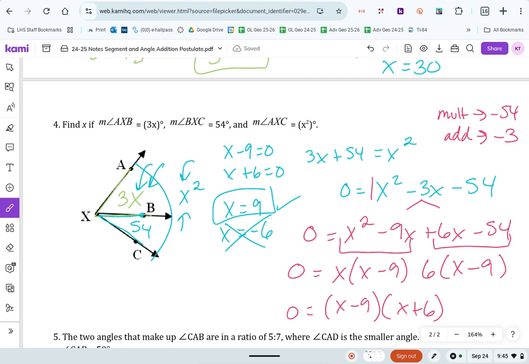Plug it into every spot because it might be positive measurements for the segment on a couple, but maybe not on the last one. So make sure that you're plugging it in to every spot. That's the most common mistake I see on these.